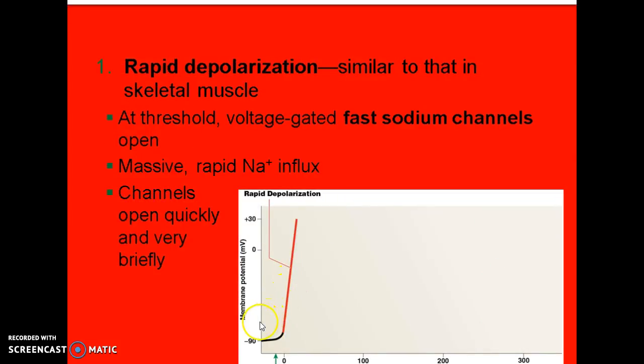So with rapid depolarization, it's similar to that of the skeletal muscle. At threshold, the voltage-gated sodium channels open. So there's a massive flow of sodium ions into the cell. Channels open quickly and briefly, so it's very, very fast.